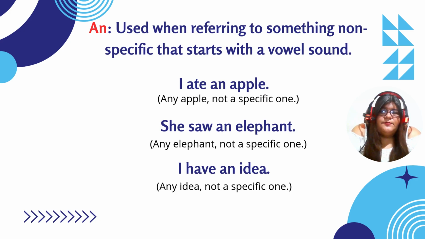Then we have here some examples. I ate an apple. Any apple, not a specific one. She saw an elephant. Any elephant, not a specific one. I have an idea. Here is a clear example, guys.